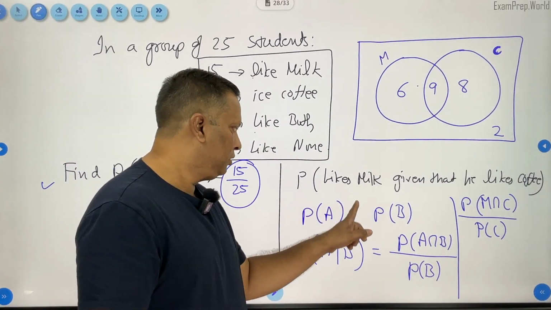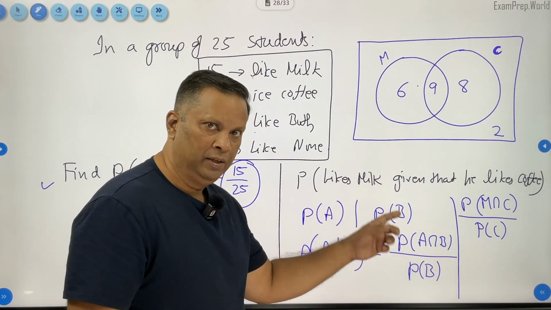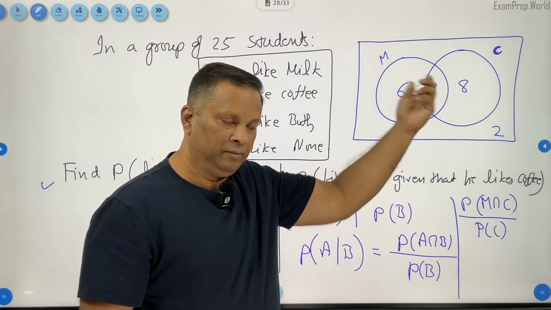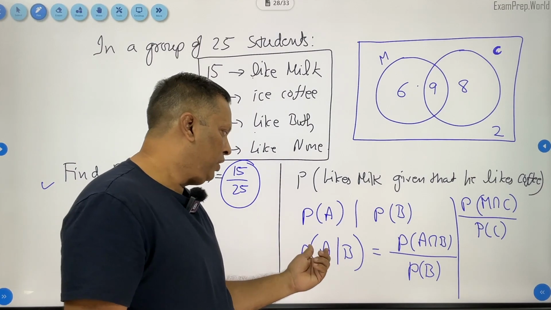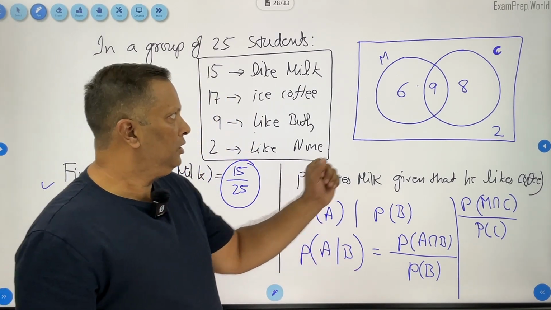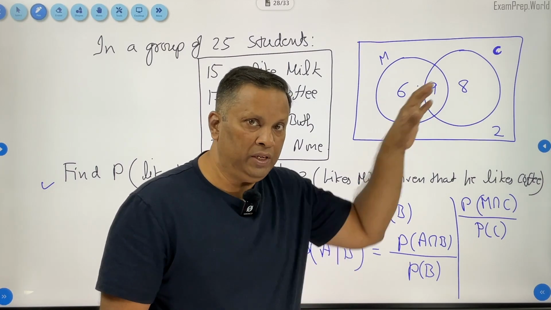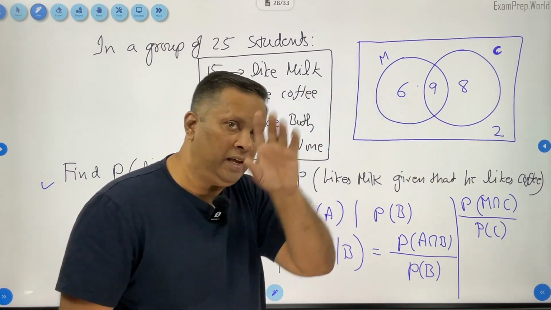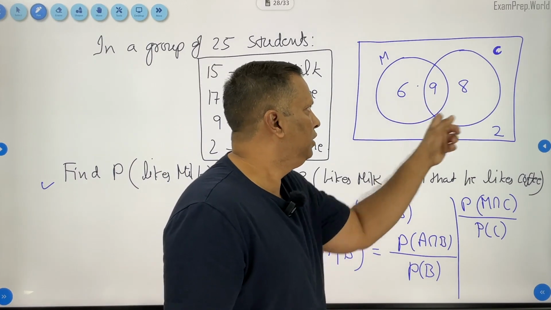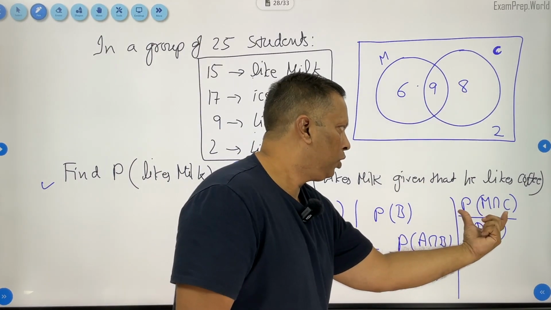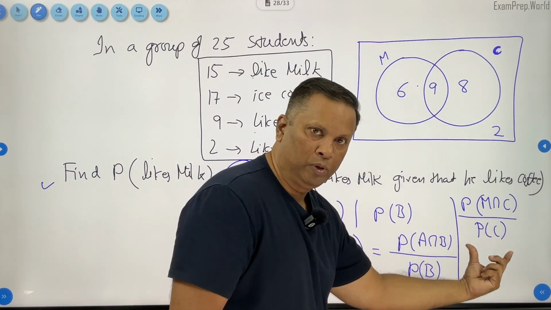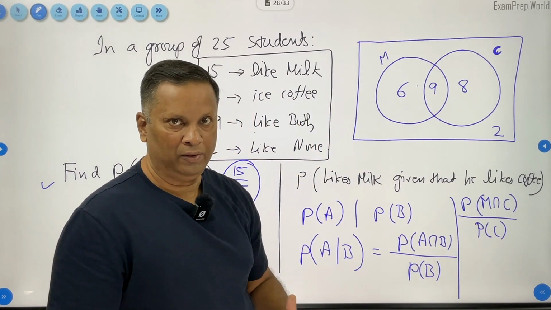There are two events, A and B. Probability of A is something, probability of B is something, probability of A and B is also there. Probability of A such that B has already happened. Here they like coffee, but they should also like milk. So B is already there. B is the first condition, that they like coffee, and then they also like milk. It is obviously 9 upon this whole thing. What is 9? Probability of milk intersection C, the common area, divided by probability of coffee. I hope you understood, right?